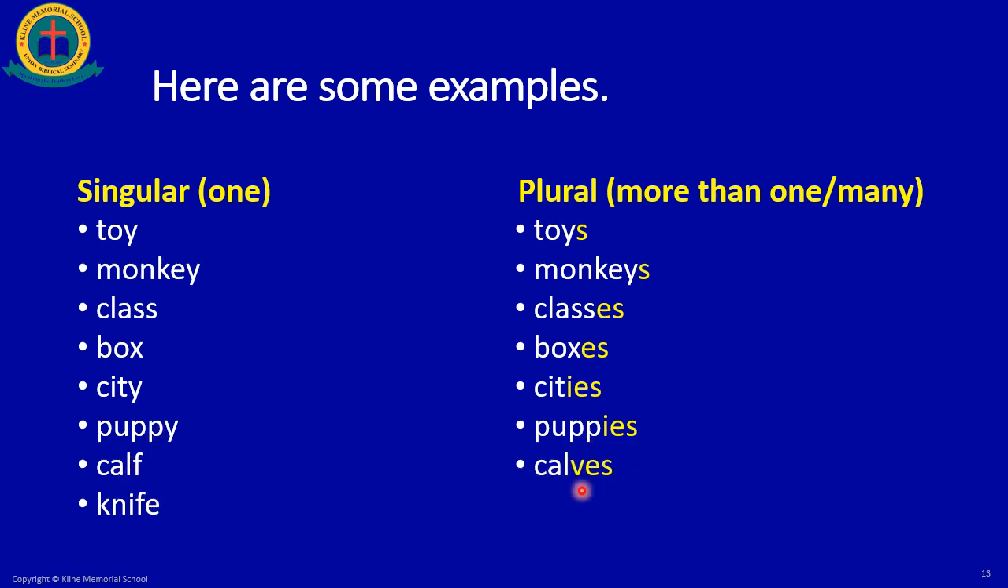Calf, calves. Here the last letter is F, so we have to remove F from here and then we have to add VES at the end. The last one is knife. Here the singular noun ends with FE, so we have to remove FE from here and then we have to add VES at the end.